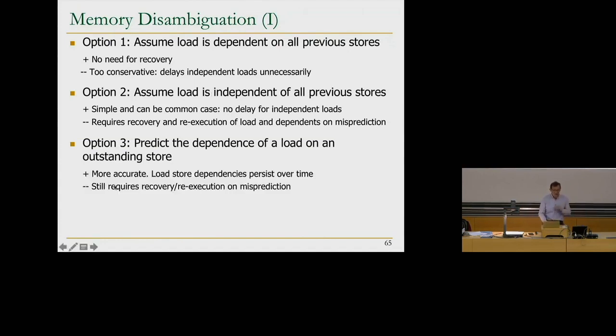Option three is the intelligent option. You basically predict the dependence of a load on an outstanding store. I'm not telling you how to actually do that. There are mechanisms for this.